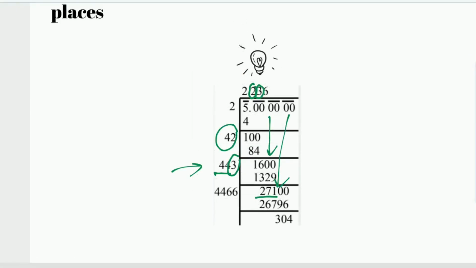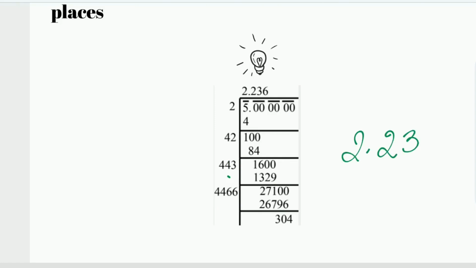0, 0 down. Now in this step we do the same thing. We have 443 and the new number that we added is 3. So 443 plus 3 becomes 446. Now we'll add 6 and 6, and it becomes 26796. And below, the remainder is 304. It will go on, because it is an irrational number and root 5 will go on. But in the question, they're asking you to only find it correct to 2 decimal places. Hence, we have already found 2.236, which is correct to 3 decimal places.